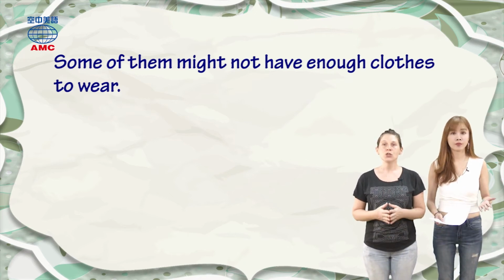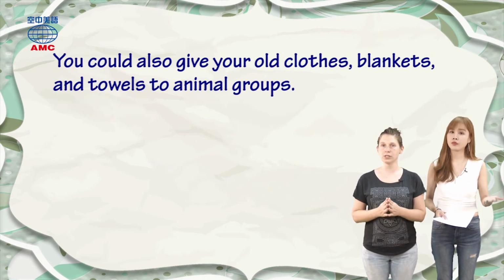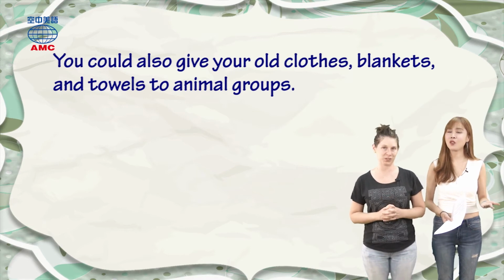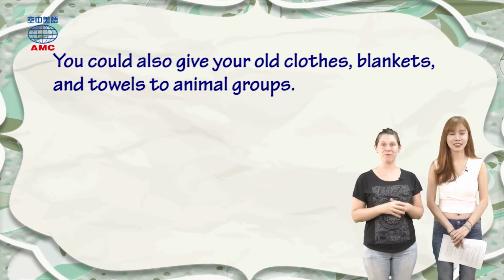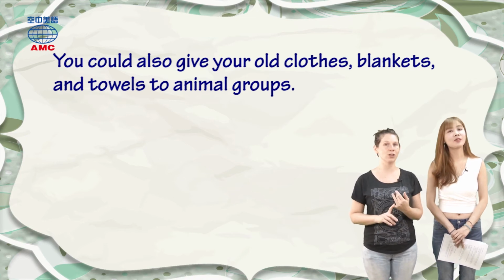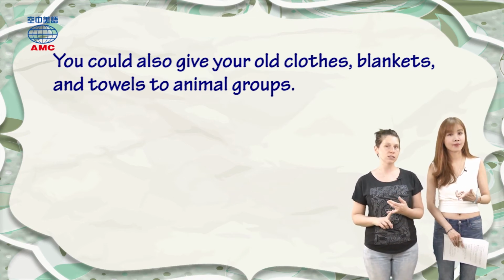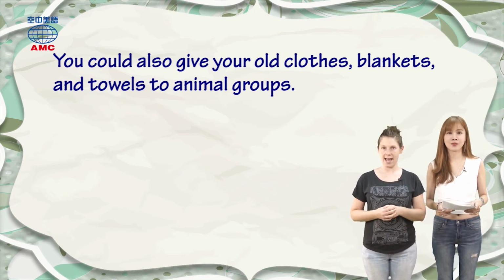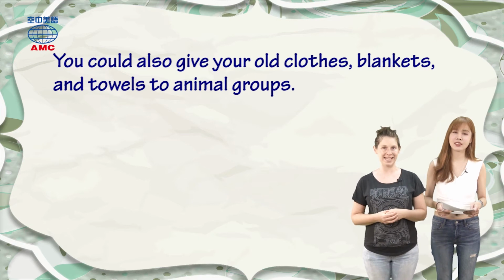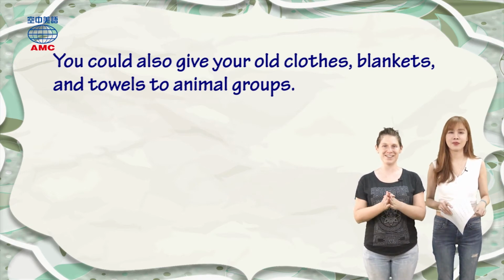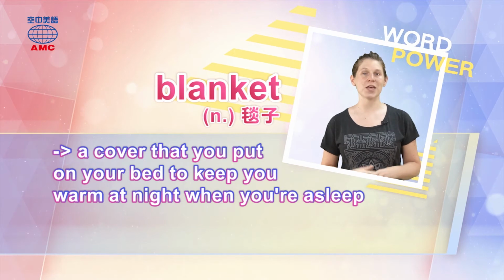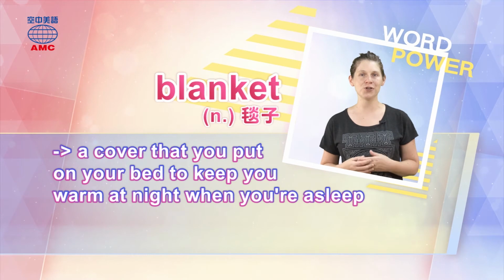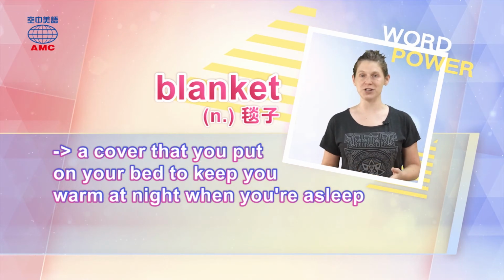It says here, you could also give your old clothes, blankets, and towels to animal groups. That's a good idea. Okay, well, we talked about 3 different things there: old clothes, blankets, and towels. Let's talk more about the noun blanket. It's spelled B-L-A-N-K-E-T, blanket, and we're going to find out what it means here. Okay, we're talking about the noun blanket. A blanket is a cover that you put on your bed to keep you warm at night when you're asleep.